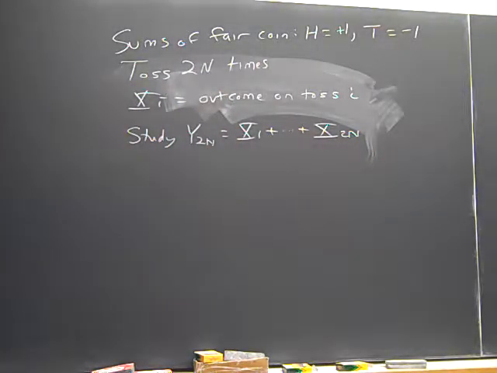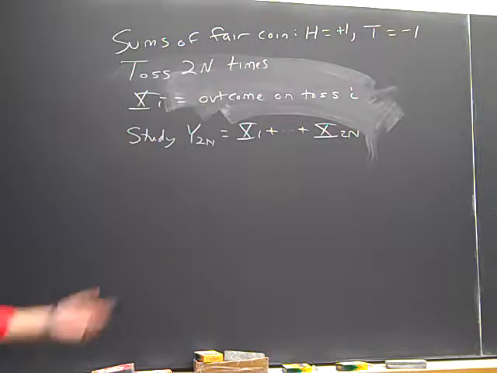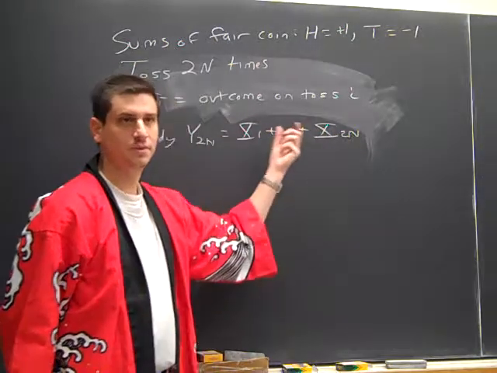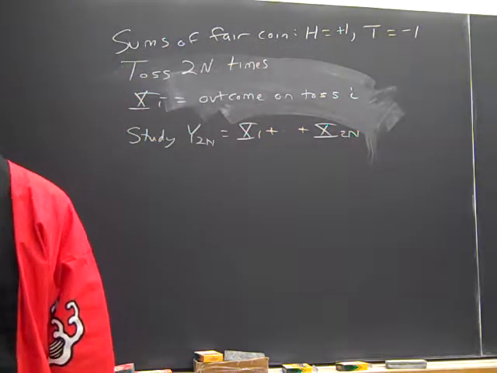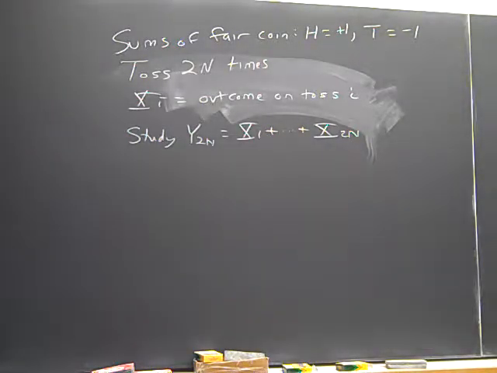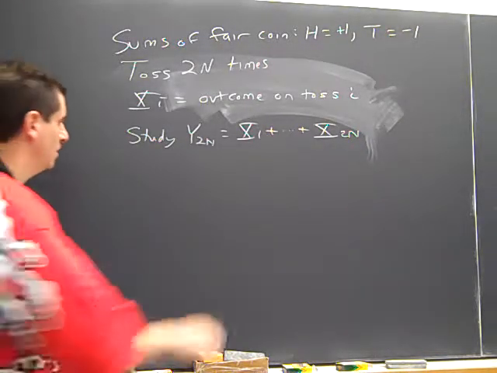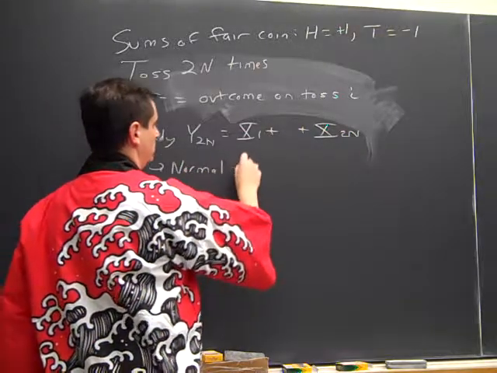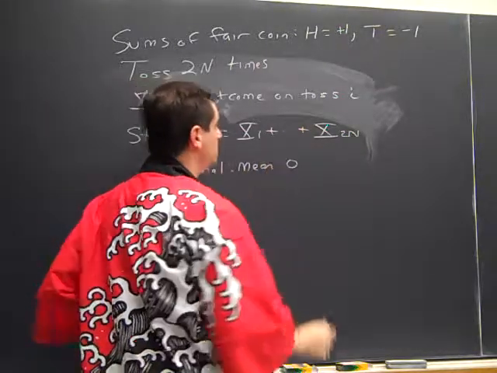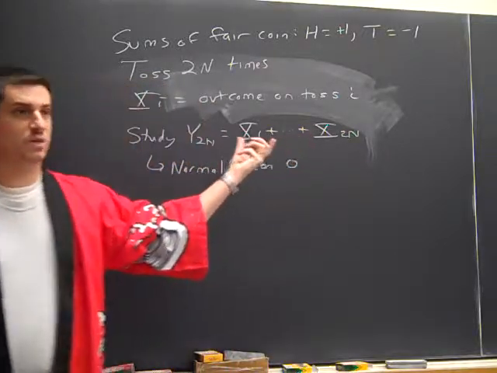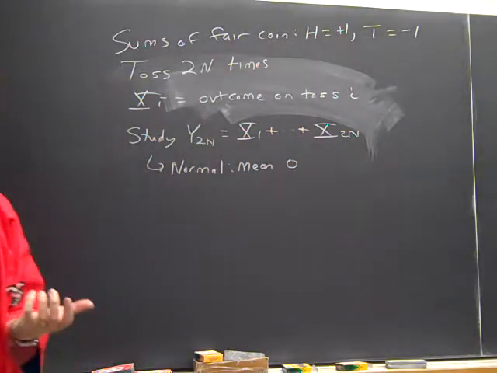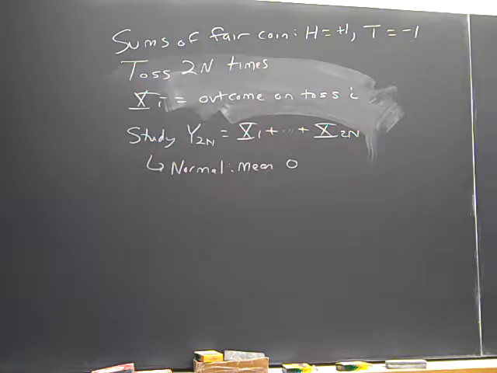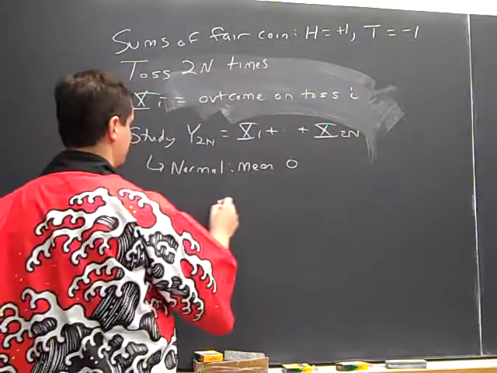So what do we believe that this should be? What kind of distribution should this look like? Normal. What would be the mean? 0. Good. And this is because the expected value of a sum is the sum of the expected values. So if it's going to be a normal, the only normal it could possibly be is a mean 0. What about the variance?